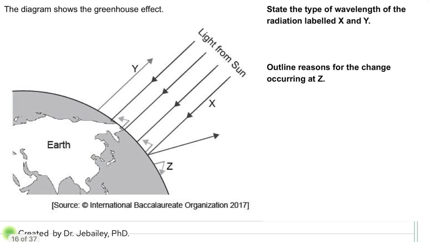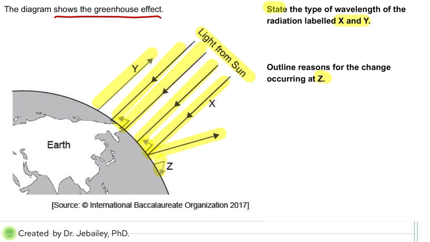So here is another diagram that shows the greenhouse effect. And as you can see here, now they have drawn the sun, right? We have the sun with the lines coming to hit the earth, and then you have some lines coming out like this. So now they're asking what is X and Y and what is Z.